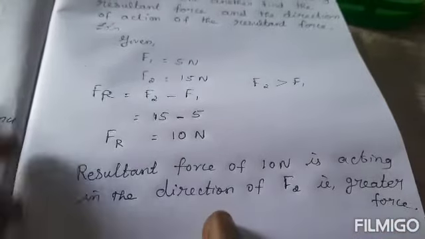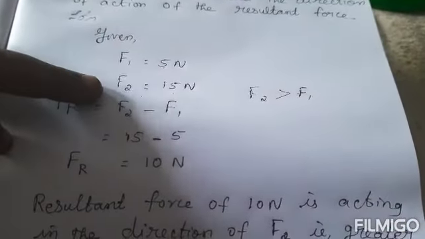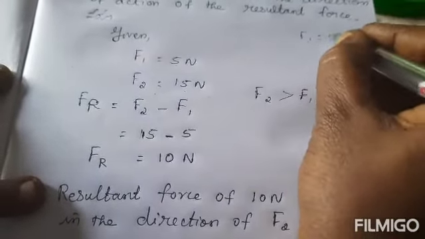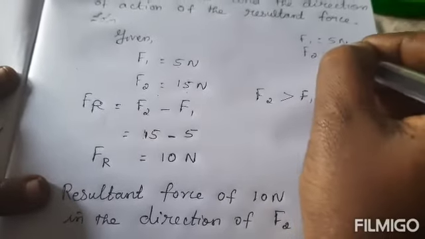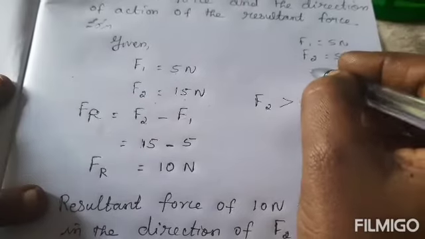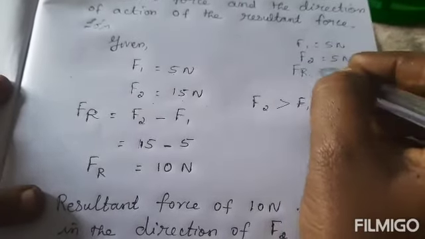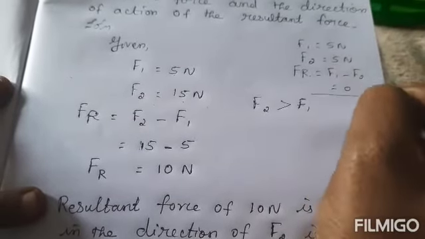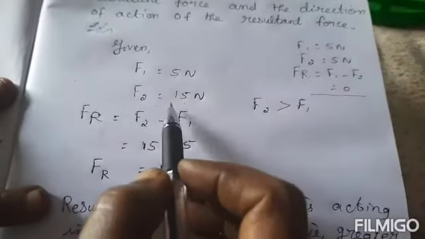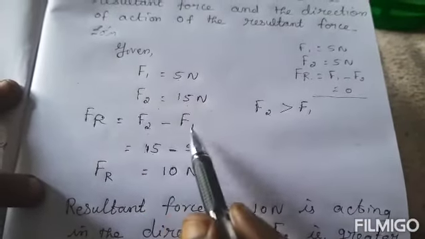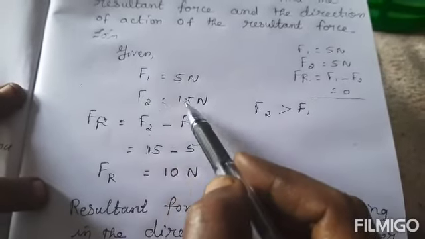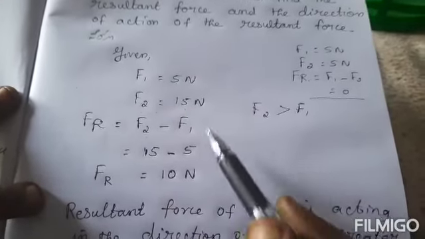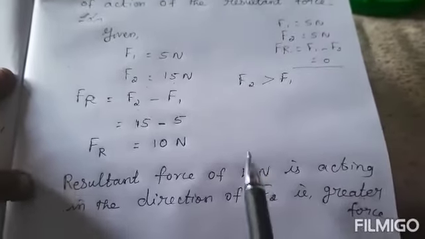Can you understand this problem? Suppose F1 is 5 and F2 is 5, what's the answer? 0, no? Suppose F1 equals 5 Newton and F2 also equals 5 Newton. What value will you get? The formula is F resultant equals F1 minus F2, so you will get 0. So this we say is equilibrium. Here F2 was greater, so we wrote F2 minus F1 first. Suppose F1 is 15 and F2 is 5, what's the formula? F1 minus F2. Can you understand, students? All three are very important. Anyway, you have to learn.